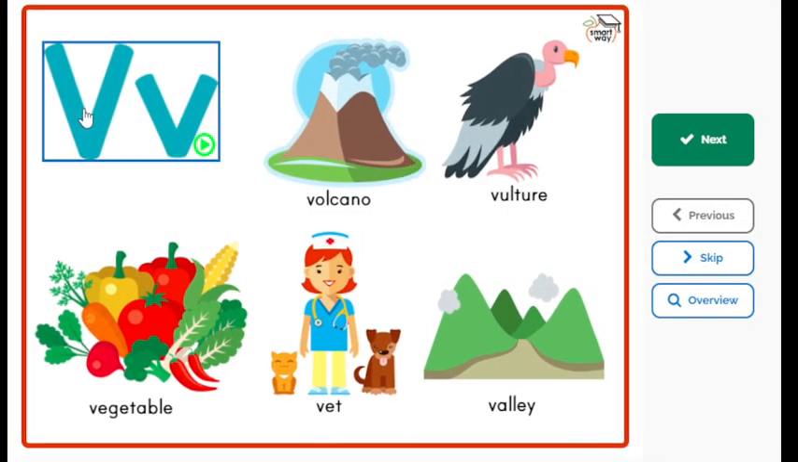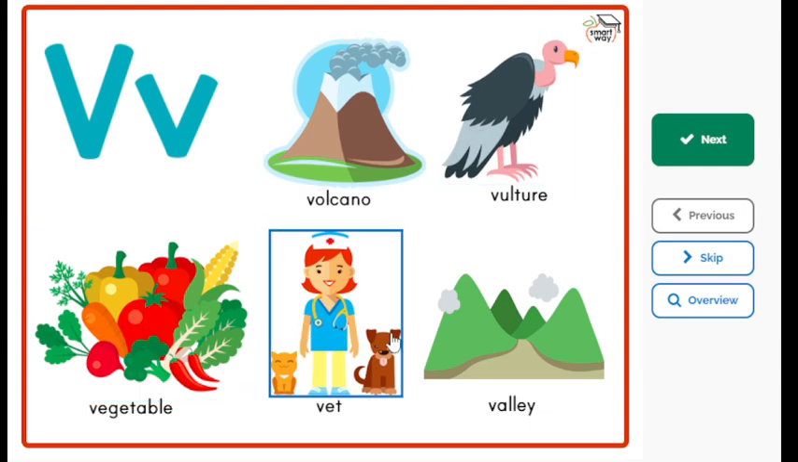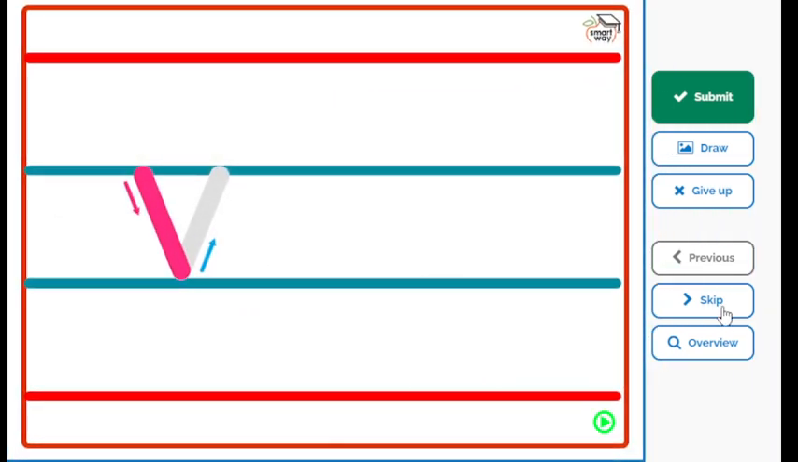Volcano. V. Volcano. Vulture. Vegetable. Vet. Valley. Let's practice writing the lowercase.